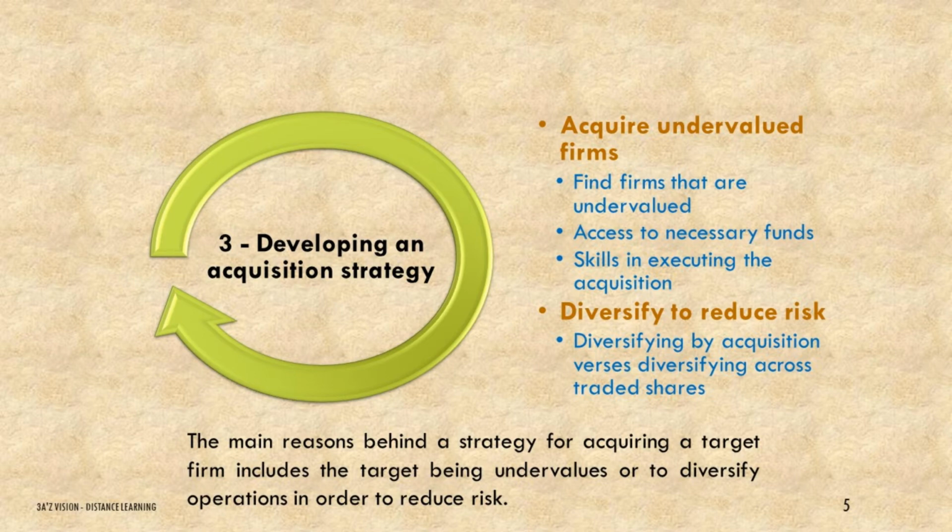Developing an acquisition strategy. The main reasons behind a strategy for acquiring a target firm include the target being undervalued or to diversify operations in order to reduce risk. There are 2 main elements. Firstly, acquire undervalued firms, where you find firms that are undervalued, with access to necessary funds and skills in executing the acquisition. And secondly, diversify to reduce risk, diversifying by acquisition versus diversifying across traded shares.